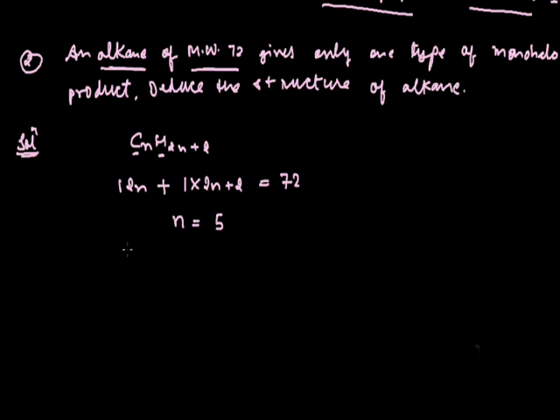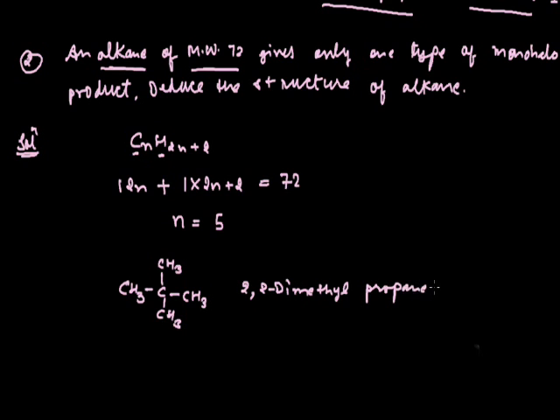Now it is given that only one type of monohalo product is formed by the halogenation of that alkane. So we have to deduce the structure. All carbons must be of only one type, that is 2,2-dimethylpropane. There are 5 carbon atoms, out of which 4 are primary. The middle carbon, which is quaternary, doesn't have any hydrogen. So hydrogen will be removed from these 4 terminal carbons, so there will be only one type of monohalo product. Next question.